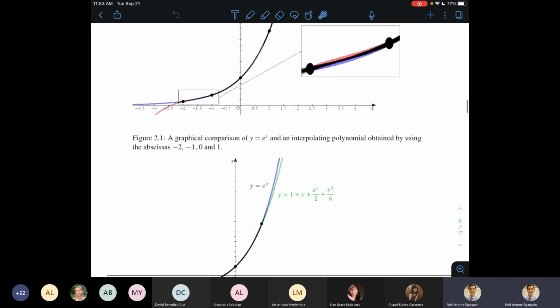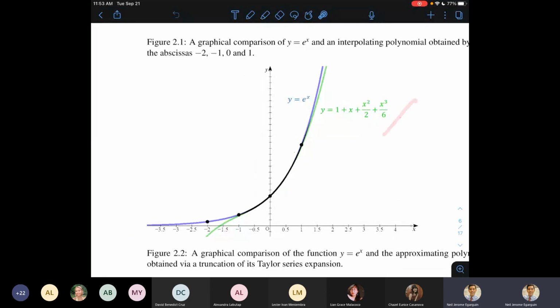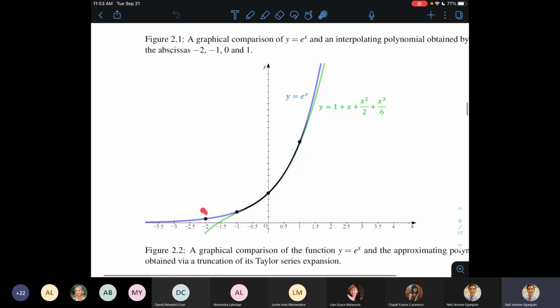And then if we look at the Taylor series expansion, here's the approximation we use by truncating the Taylor series expansion for e to the x. And you see here the stark difference between interpolation and approximation. Remember, we treat x equals -2 to be a data point, right? However, the approximating polynomial doesn't pass through -2 comma e to the -2. So hindi sila nag-intersect dito.